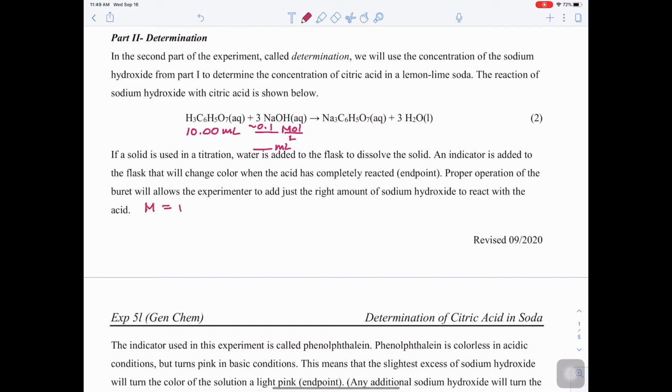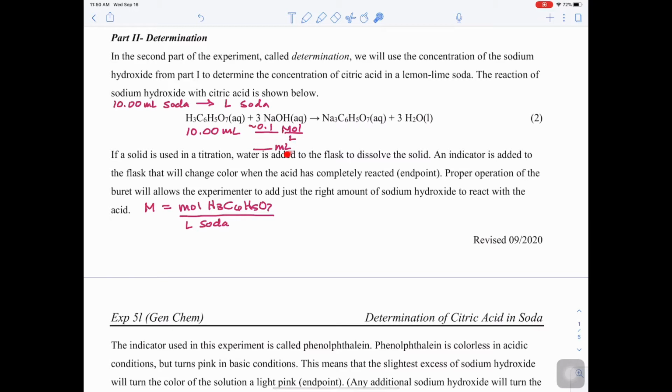Molarity for the citric acid will be moles of citric acid divided by liters of the acid solution. In this case, it's the soda, so let's just write soda here. Liters of soda. Well, we had 10 milliliters of the soda, so we need to convert that to liters of soda. And then this number becomes the denominator in our molarity calculation.